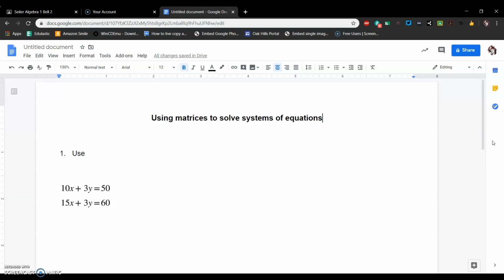So without further ado, we are going to look at using matrices to solve systems of equations. In Algebra 1 and even Algebra 2, you did solving systems of equations. You probably used 3 primary methods: solving by graphing, solving by substitution, and solving by elimination. When you have an example like this, 10x plus 3y equals 50, and 15x plus 3y equals 60, that's a pretty quick, pretty great method to use for solving these.